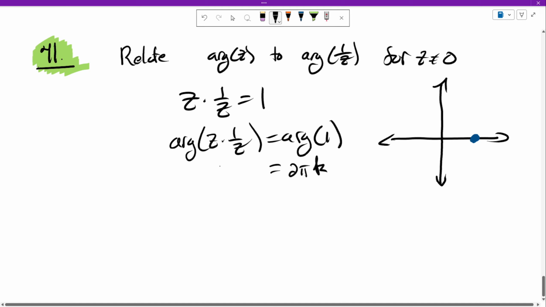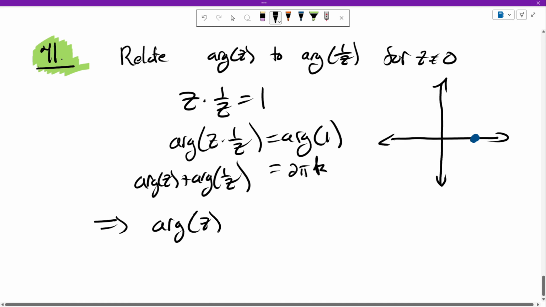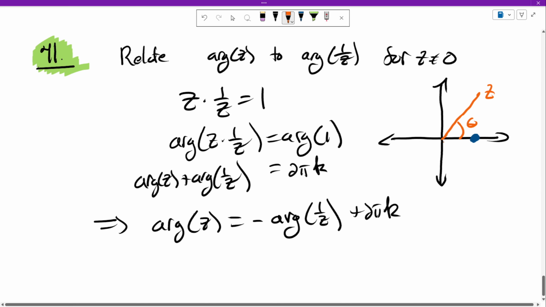The argument of z times 1 over z is the argument of z plus the argument of 1 over z. And so this tells us that the argument of z is equal to the negative of the argument of 1 over z plus any multiple of 2 pi. So in particular, if z is making an angle of theta, then 1 over z makes an angle of negative theta. And actually, there's another way of going about this.